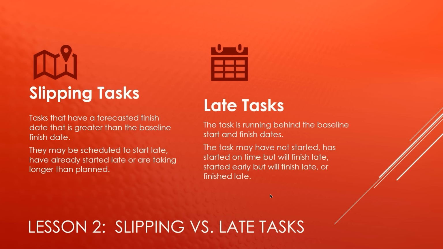And then other definitions you're going to need to know are about slipping and late tasks. So they're slightly different. Slipping tasks are tasks that have a forecasted finish date that is greater than the baseline finish date. They may be scheduled to start late, have already started late, or are taking longer than planned. Then you have late tasks. And that one is running behind both the baseline start and finish dates. They may or may not have started. They may have started on time but will finish late. They may have started early but will finish late, or they might just be finishing late. So keep those in the back of your mind while we analyze our project plan.